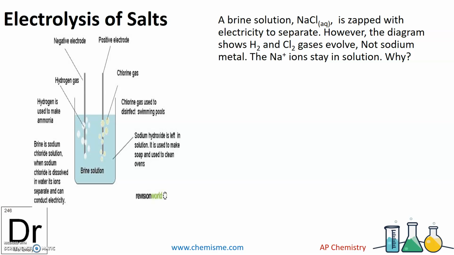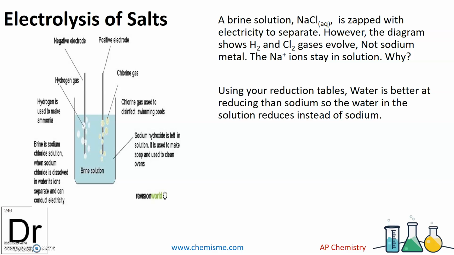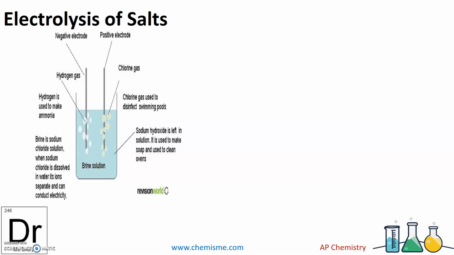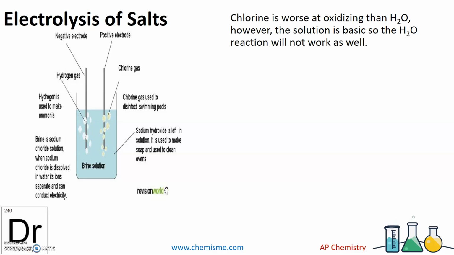Salts try to do this too. A brine solution of sodium chloride could be zapped with electricity to separate. However, the diagram shows that hydrogen and chlorine gases evolve, which could be really deadly. Chlorine gas is not good for you. So not the sodium metal, and that's kind of peculiar. Why isn't the sodium doing that? So if you use your reduction tables, water is better at reducing than the sodium. So the water in the solution reduces instead of the sodium. If you look at these values on your reference table, water only required 0.83 volts, and the sodium required 2.71 volts. And so you're going to choose the particles that are best at reducing. Again, chlorine is a worse oxidizer than water, however, the solution is basic, so the water will not work out so well.